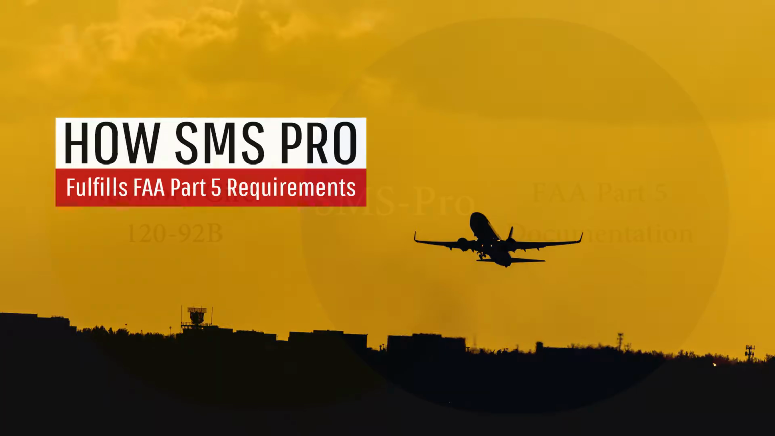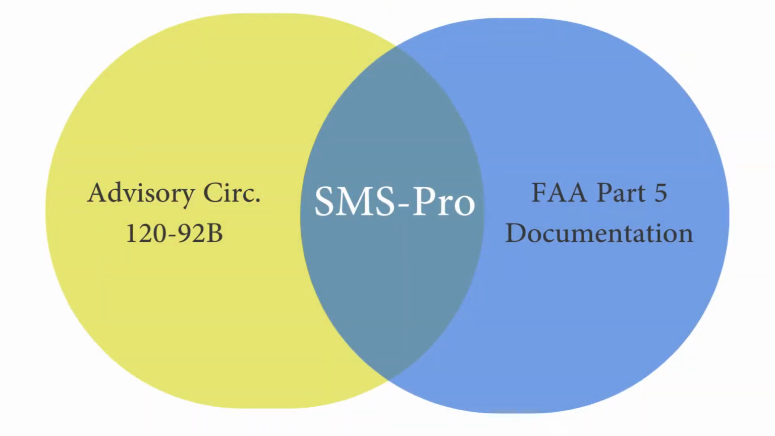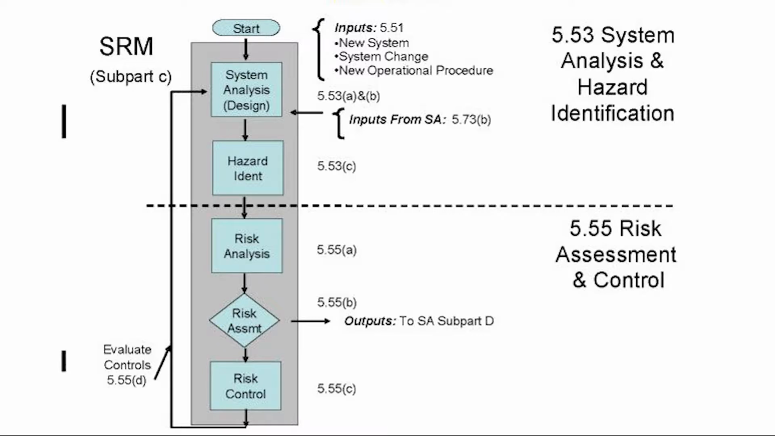For this video, we will be walking through SMS Pro from the vantage point of the FAA's Part 5 documentation and the accompanying Advisory Circular, AC number 120-92B, Safety Management Systems for Aviation Service Providers. The FAA's SRM component is broken down into the following sections, which all flow together seamlessly in one process.